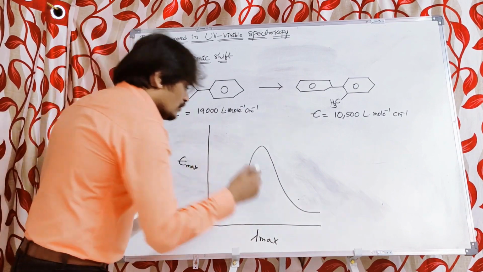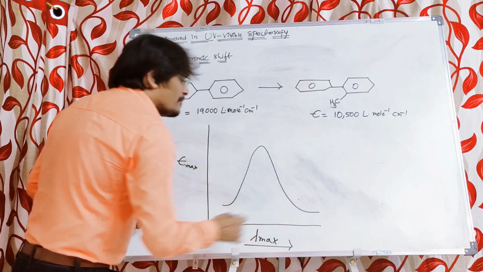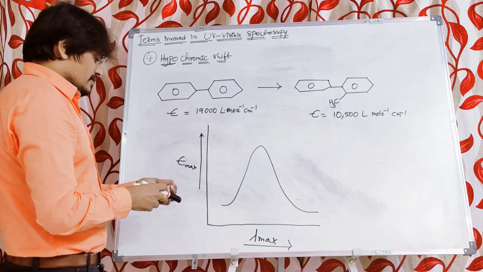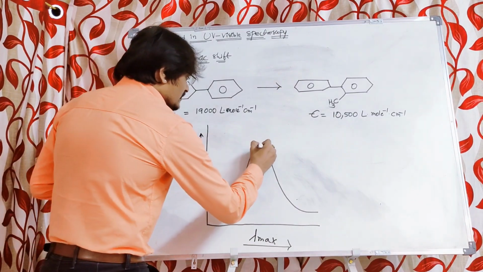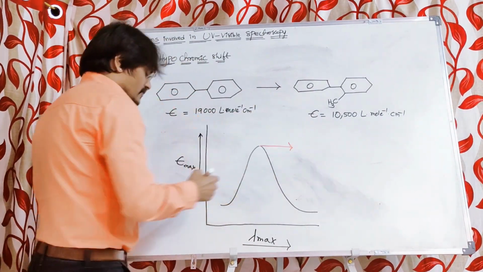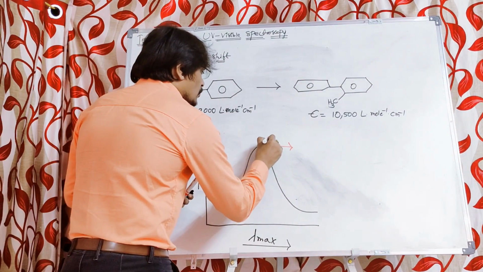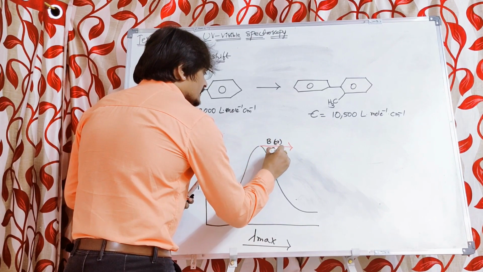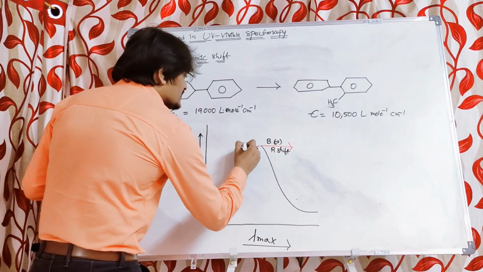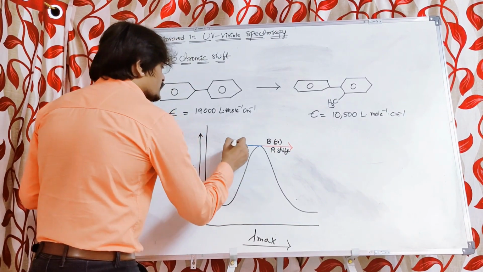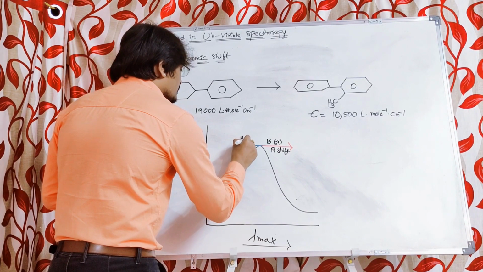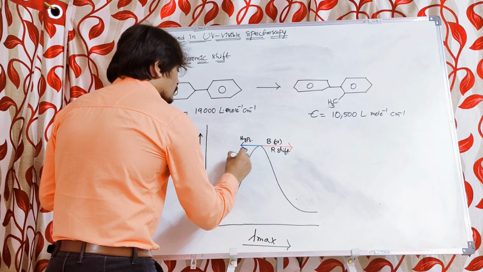So, as we move right, what happens to the lambda max? It increases. As we move up, what will happen to the epsilon max? It increases. Now, a shift towards longer wavelength, what is it called, students? This is called bathochromic or red shift. Next, a shift towards shorter wavelength, that is shift towards blue, is hypsochromic or blue shift.